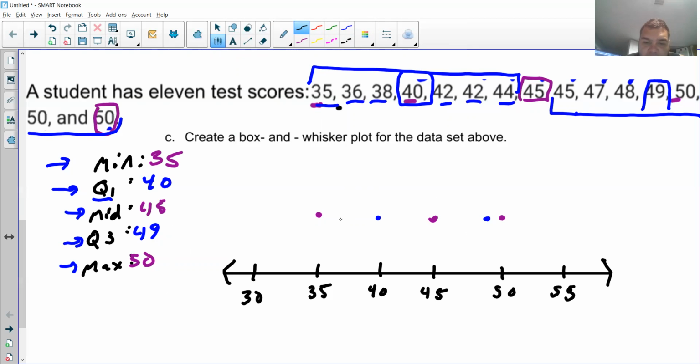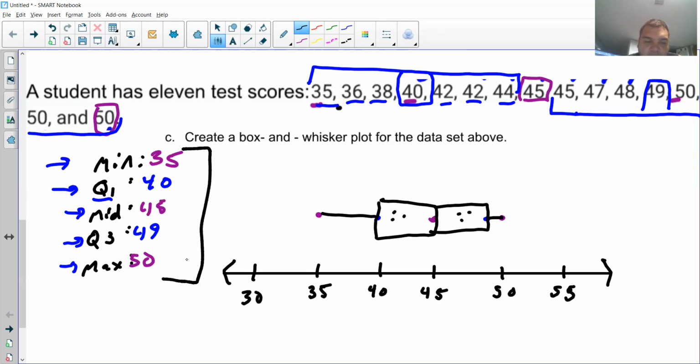After we find all those things, we're going to make a box out of the middle three numbers. That's the box of the box and whisker. Kind of looks like a nose, I guess, if you think about it. And the whiskers are going to be on the outside pieces, so the last two. Maybe you want to think of it like a cat's nose, I don't know. Either way, that is a box and whisker plot. The most important thing is finding these numbers and then just graphing this thing, okay?